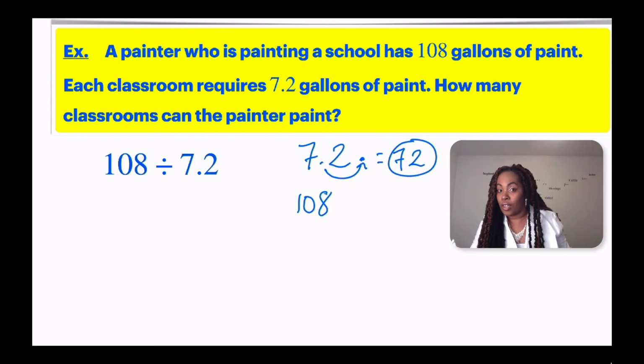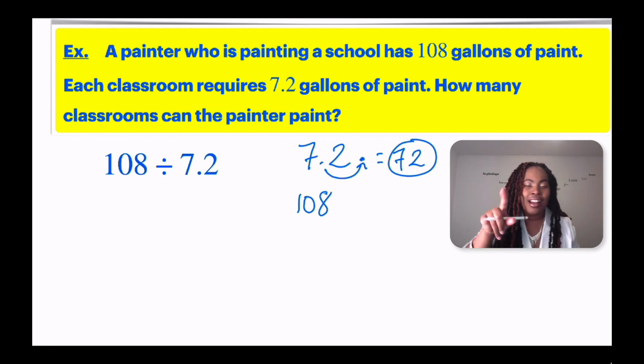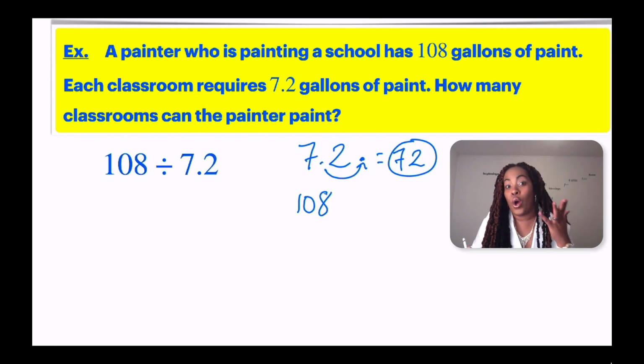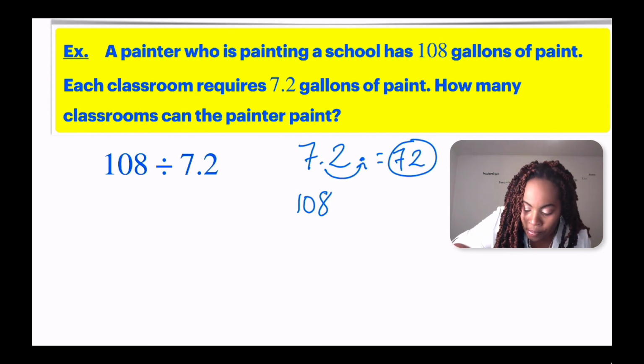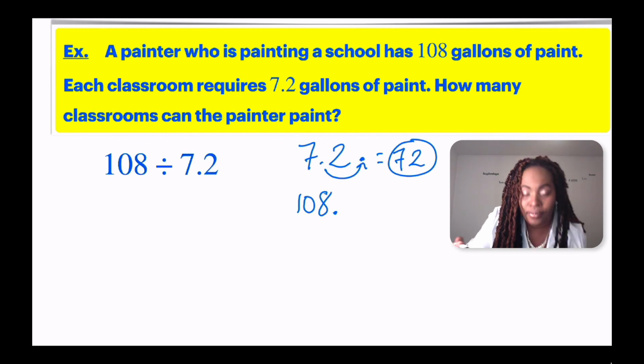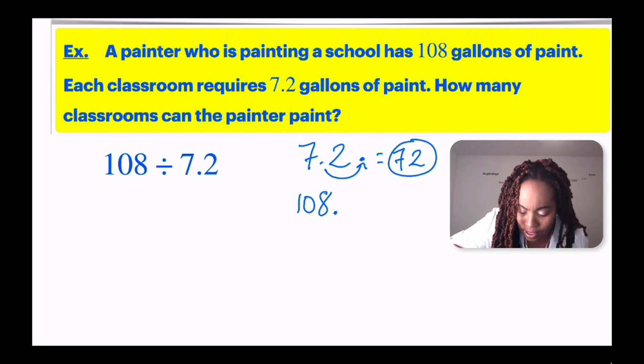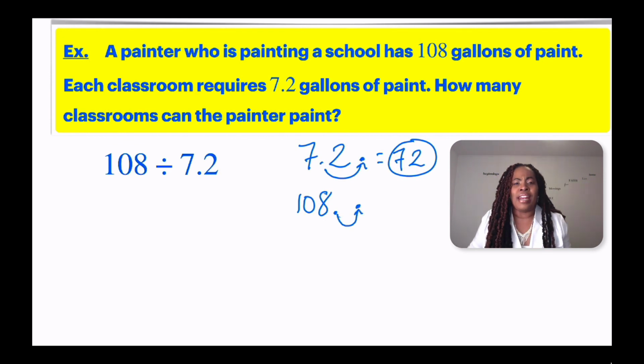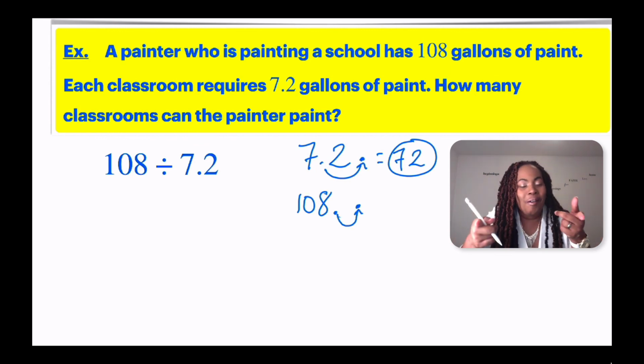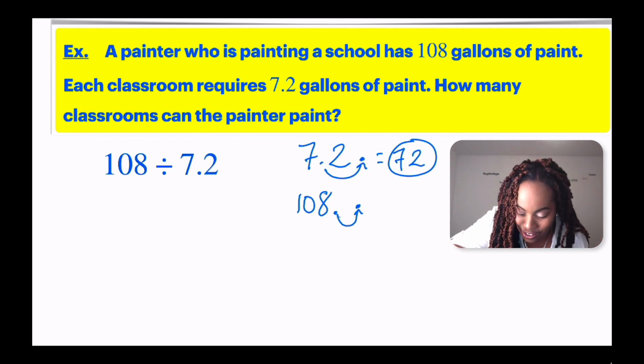So let's pull it apart a little bit so that you can see how we're going to move that decimal place on our 7 2/10, or 7.2. So we have our 7.2. And if I was to move my decimal place one point over, it's now in the back. And that's going to give me a clean 72, right? But if I have a 108, where is my decimal on a 108? I don't see a decimal.